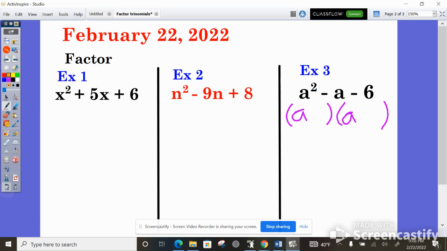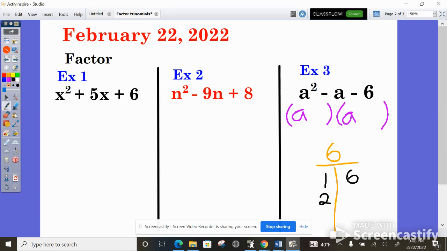The next thing we have to do is find the multiples of this C number, which in this case is -6. We don't have to worry about the negative for now. We need to find the multiples of the number 6. And to find the multiples of the number 6, we start with number 1 and we ask ourselves, 1 times what will give me a 6? And I'm hoping you guys understand that 1 times 6 will give you a 6.